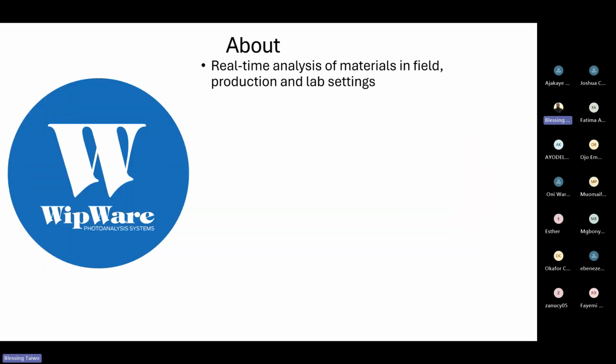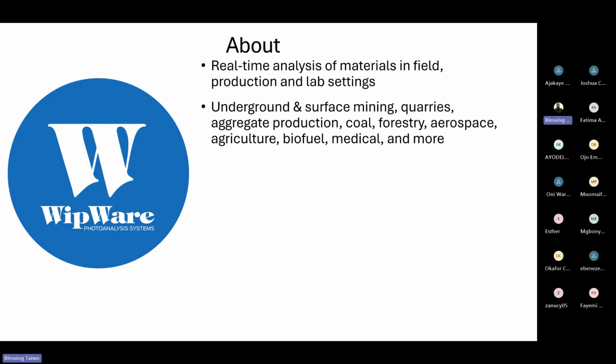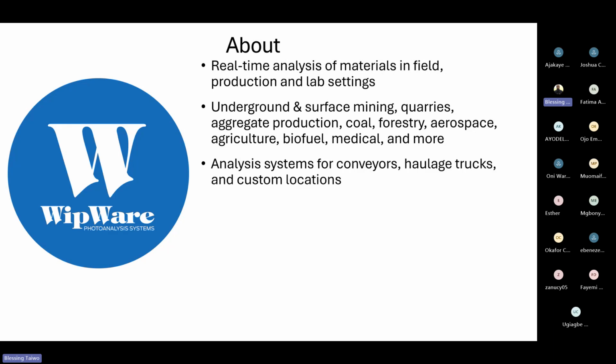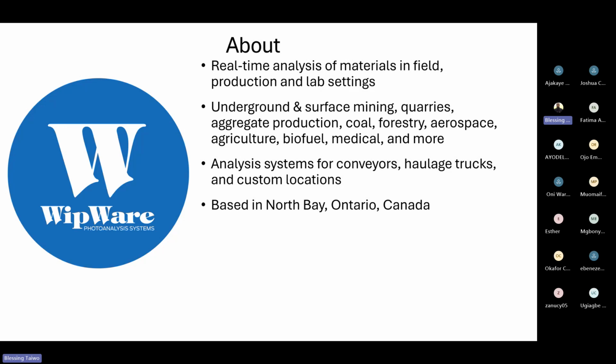Okay, as I've mentioned, the name of our company is WipWare, and the company has technology providing solutions to both underground and surface mining, to quarries, to aggregate production, to coal, and more. The software and the products are being used both on land and in aerospace. We provide solutions to agriculture, biosphere, medical, and more. And we have systems that analyze material on conveyors and on trucks in real time. The company is based in North Bay, Ontario, Canada, and it has been in existence since 1986.